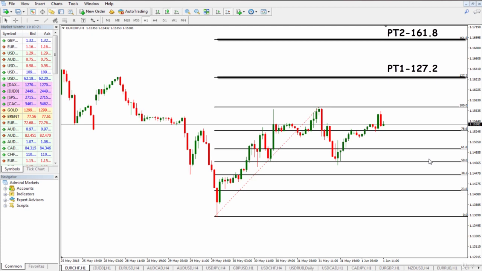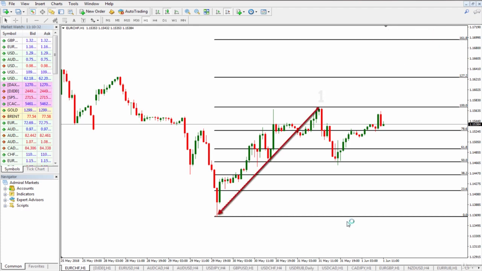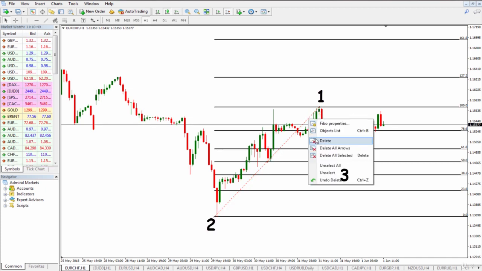So, the main feature of this tool is that only one leg is used to calculate the extension levels, while this leg is ignored. With the Fibonacci expansion tool, this second leg is taken into account, so a third point also appears. Okay, let's draw one.